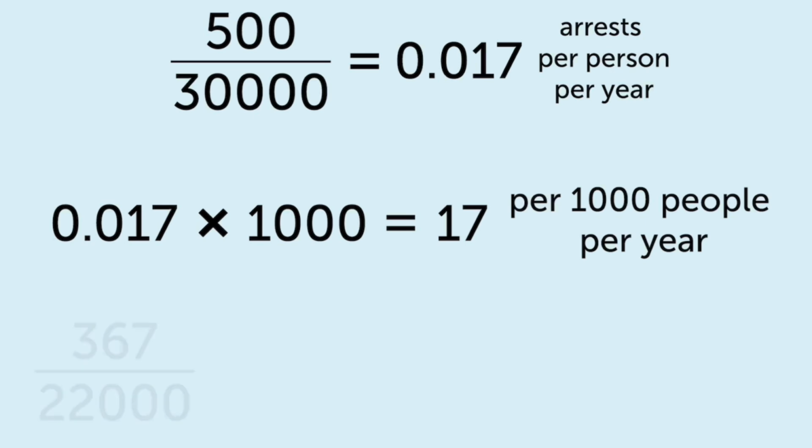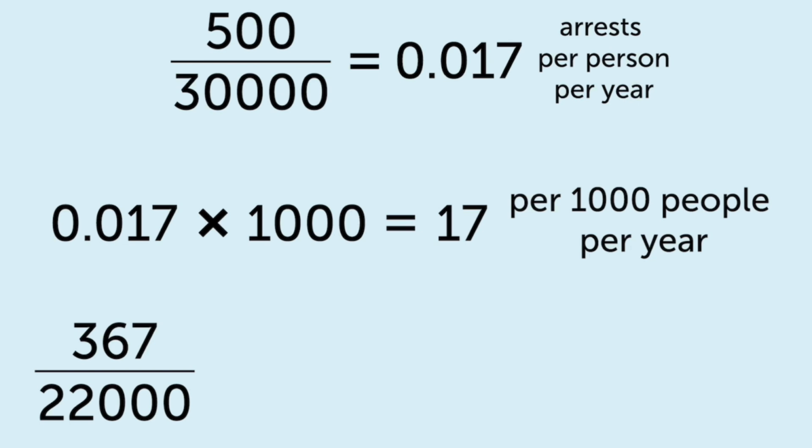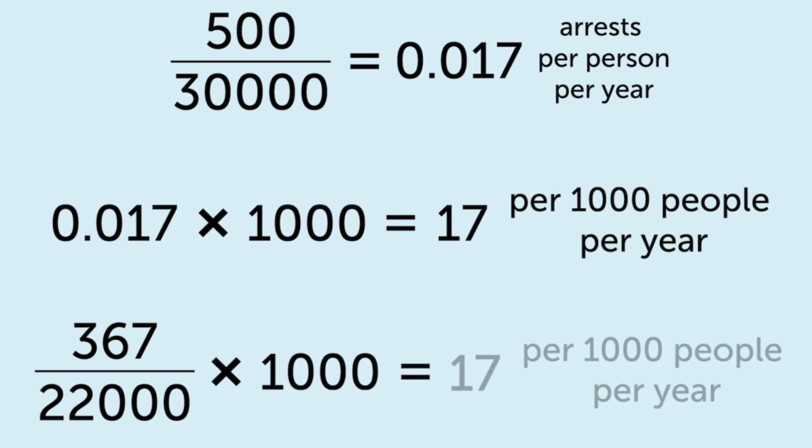A neighboring town of 22,000 people with 367 DUI arrests would have had the same rate. Divide 367 by 22,000 and then multiply by 1,000. For national data sources or larger population sizes, you can calculate the rate with 10,000 or 100,000 population size. Multiply by whatever size makes sense for your community.